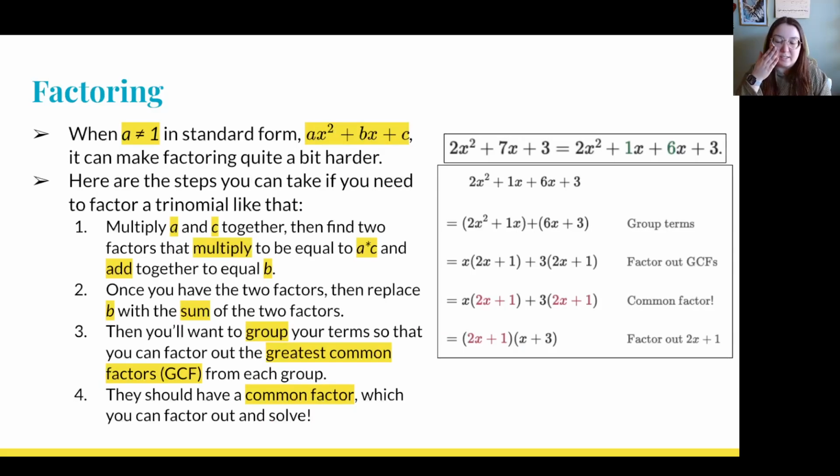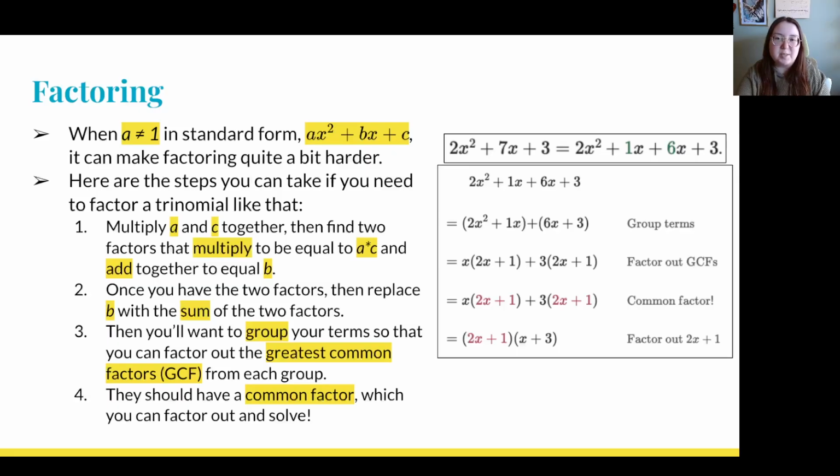All right. So the ones that we just saw, those were all the formats that we could use to factor trinomials if a, the coefficient in front of x squared, were 1, but that doesn't always equal 1. So when a does not equal 1 in standard form, which is ax squared plus bx plus c, it can make factoring quite a bit harder. So here are the steps that you want to take if you need to factor a trinomial like that.